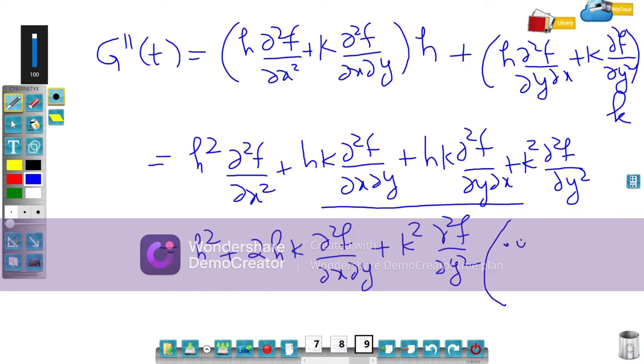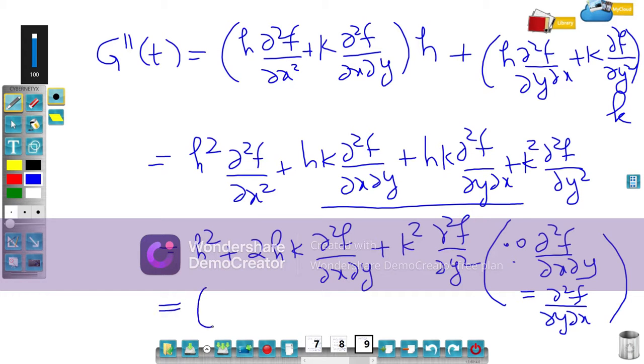Yes, they are equal, since ∂²f/∂x∂y is same as ∂²f/∂y∂x. Why are they equal? Because the first order partial derivatives are continuous. If the first order partial derivatives are continuous, then the mixed order partial derivatives, this is called a mixed order partial derivative because x and y both mix, are equal.